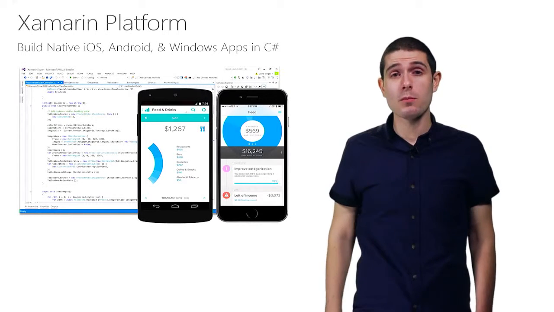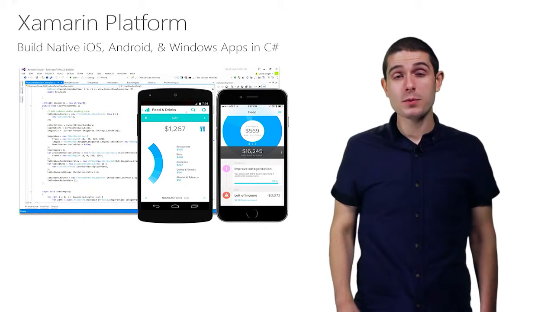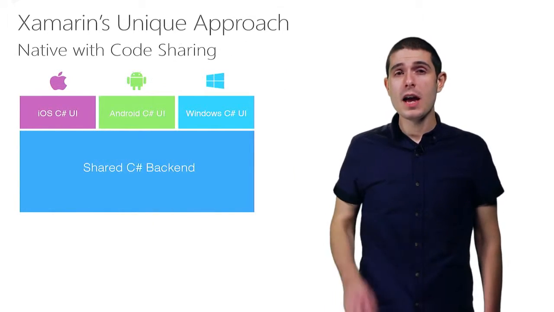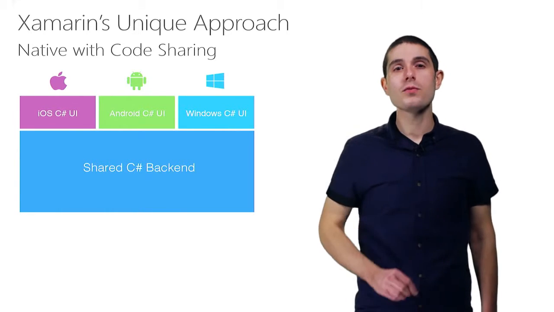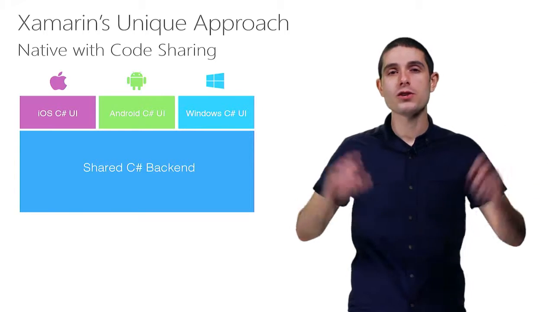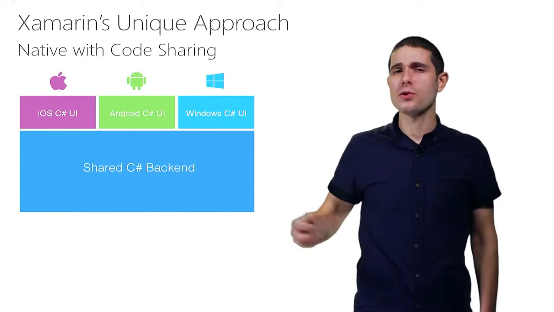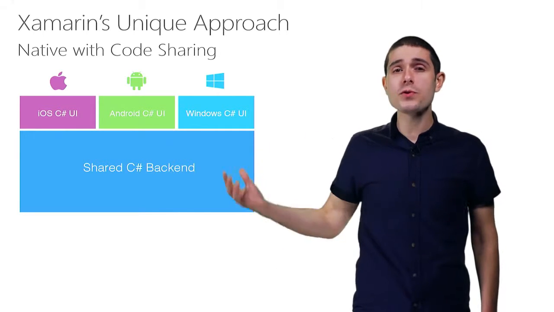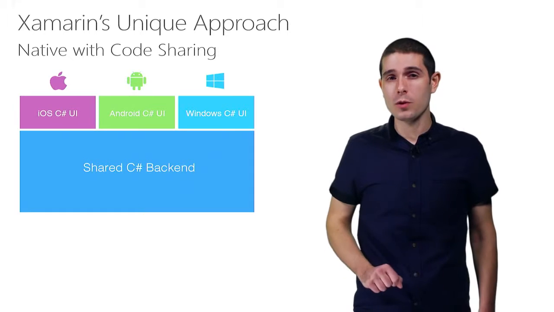And we're going to focus on the Xamarin platform. And this is where you are able to build those iOS and Android apps inside of Visual Studio. And the Xamarin approach to mobile development is really unique. It's about native with code sharing. We build a shared C# backend. All of our business logic, the core of our application, our models, our view models, our RESTful service calls, our SQLite databases, things common across all platforms.